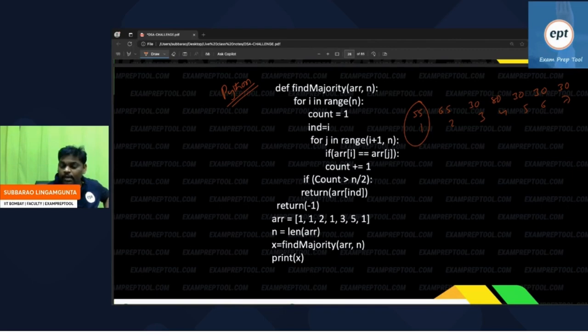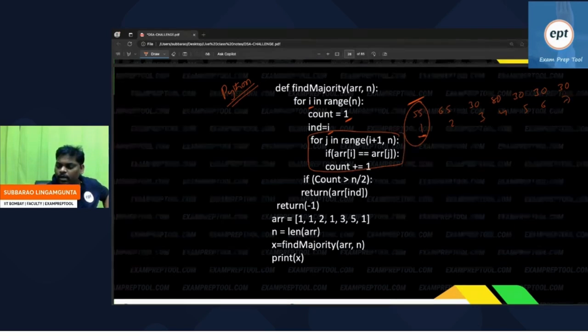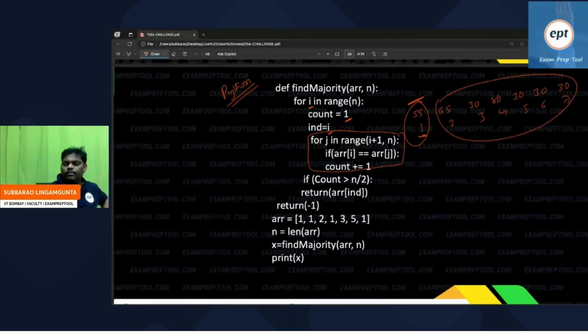For i in range n. So take the first person, make the count as 1. Index is i, index is 1. Now that will be compared with all other people. This will be compared with all other people. Is there anyone exactly like me? So I think I have done the counting. 55 counting done. Lastly check: count is greater than n by 2? No. If it is true, return. If not, execute the code. This loop is going on.